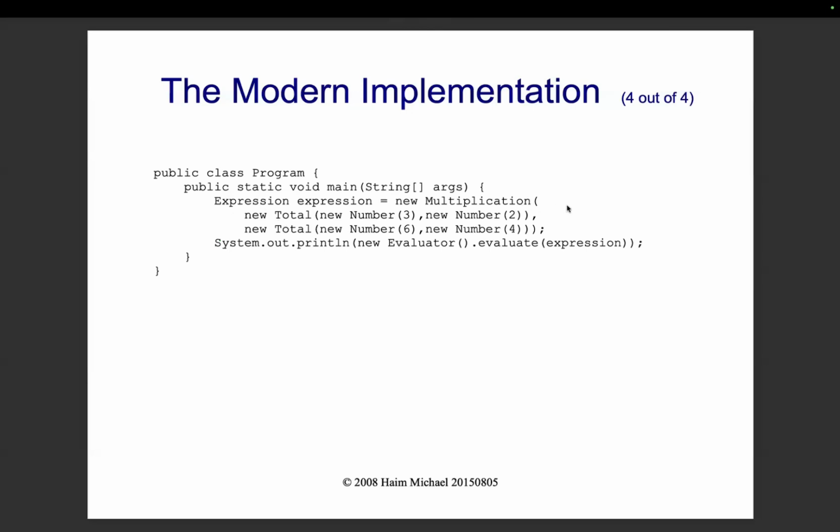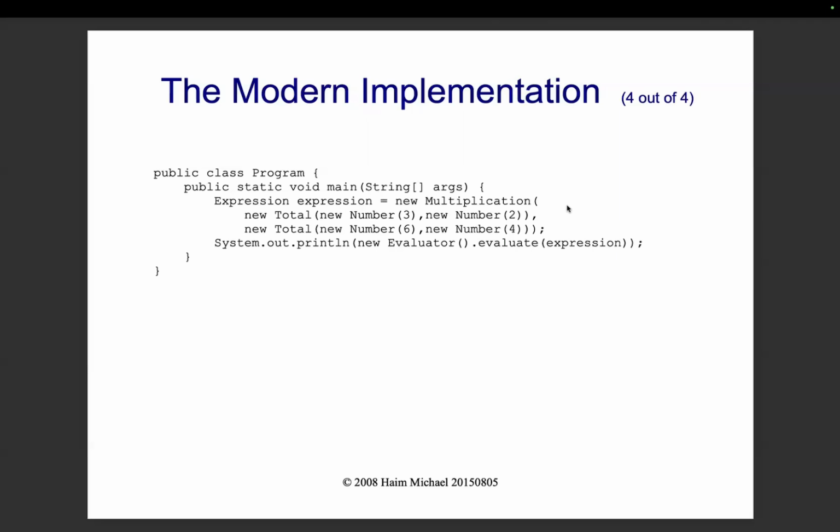But pay attention how simple it is now to go over each one of the expressions we have. And we have lots of expressions. We have an expression of the type multiplication. It holds two expression objects of the type total. Each total object is an expression that holds two other objects of the type number.